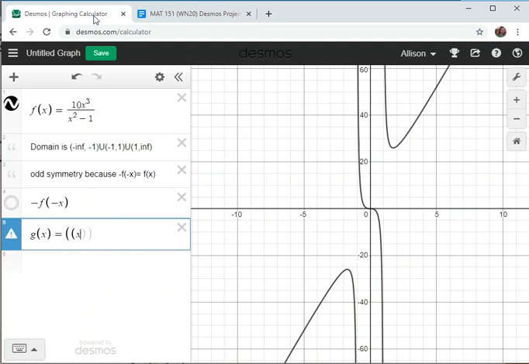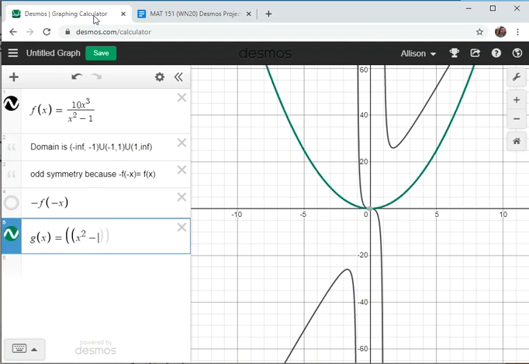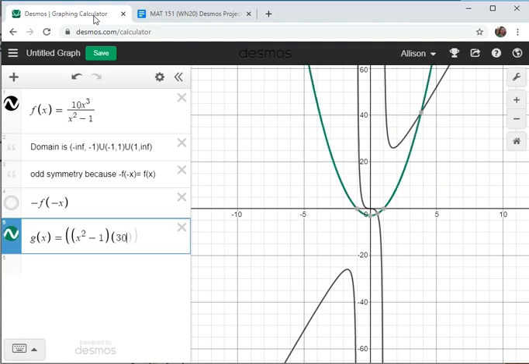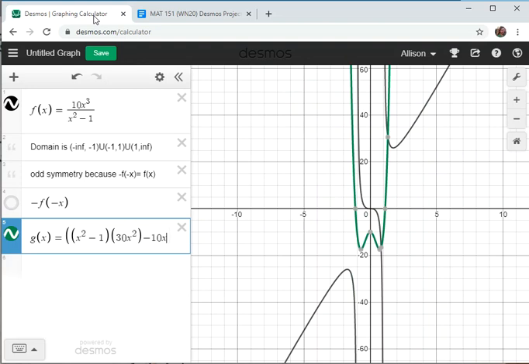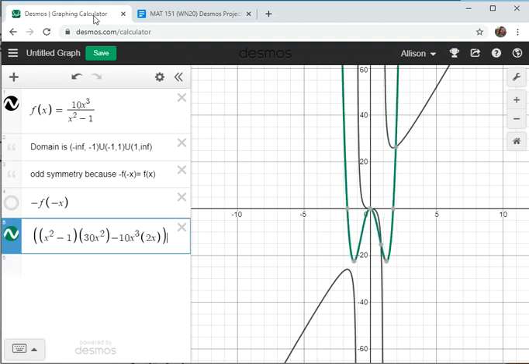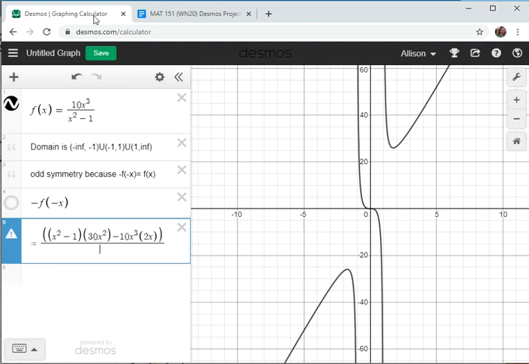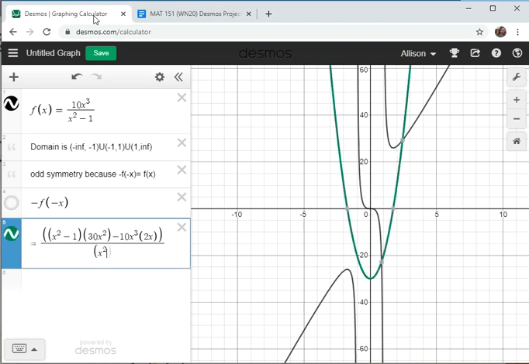So I've got x squared minus 1 times 30x squared minus, I've got a 10x cubed here, times a 2x. That's all in the top, and it's divided by x squared minus 1 squared.